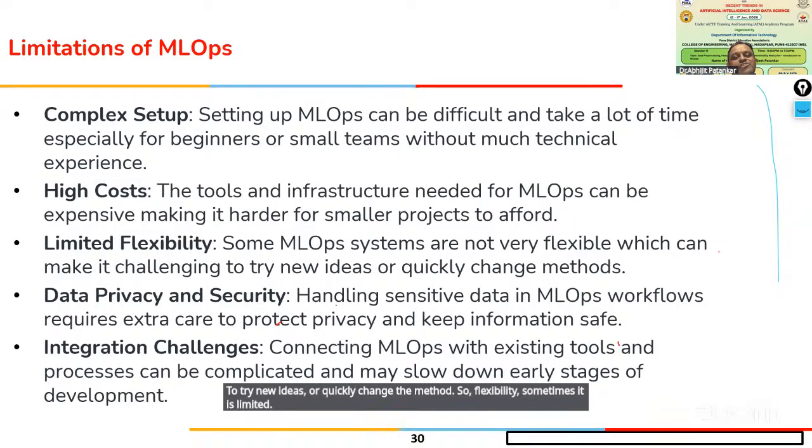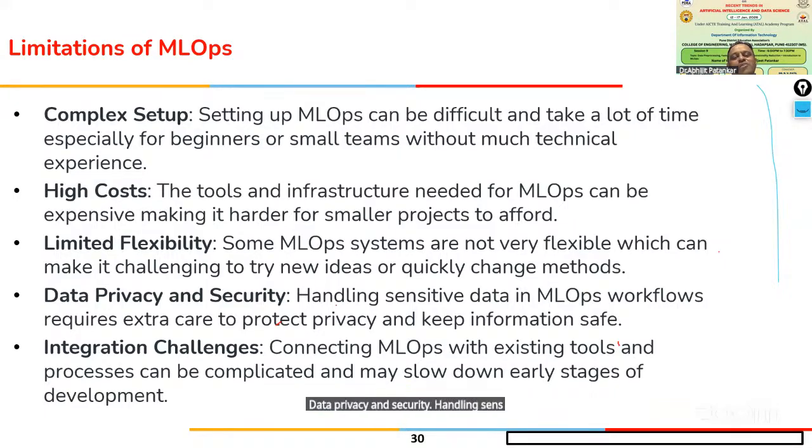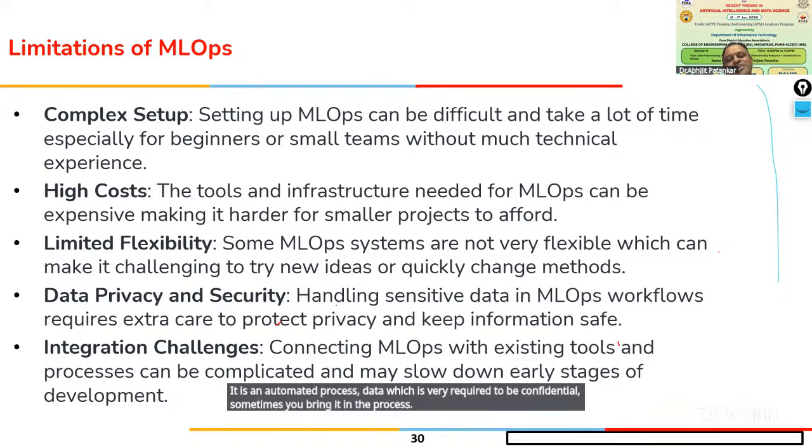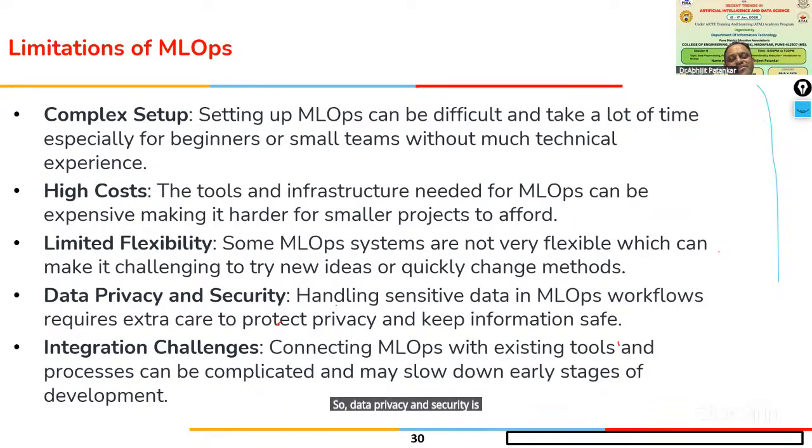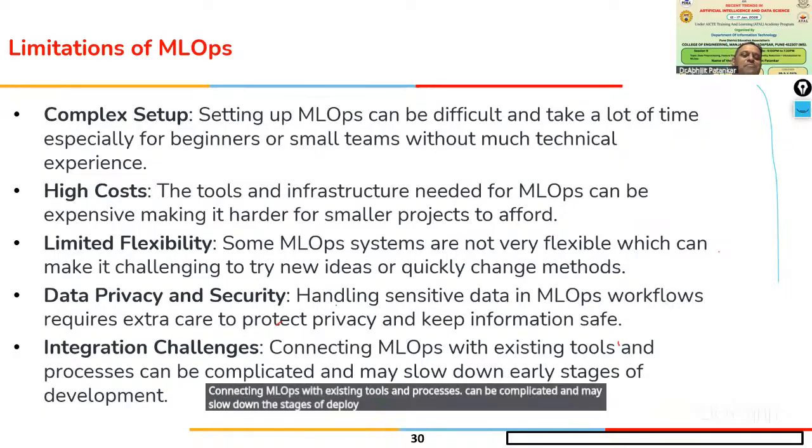Data privacy and security. Handling sensitive data in an MLOps framework requires extra care to protect privacy and information safety, because it is an automated process. Your data, which is required to be very confidential, sometimes you bring it into the process. So data privacy and security is at stake. And integration challenges. Connecting MLOps with existing tools and processes can be complicated and may slow down the stages of deployment. Sometimes you may face integration and deployment challenges.